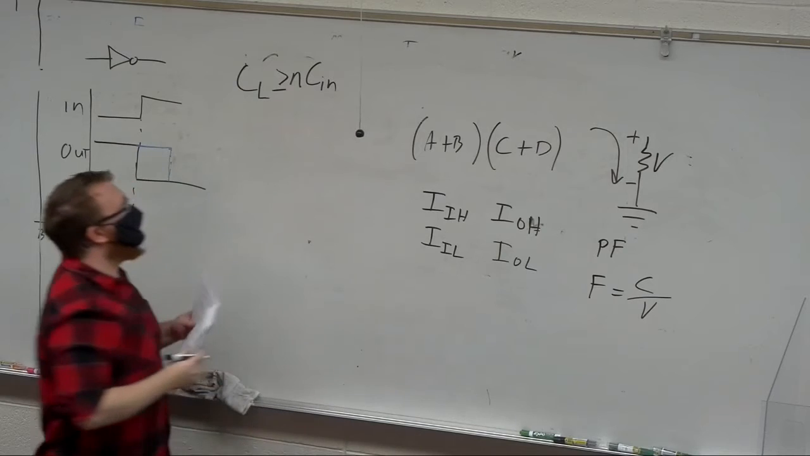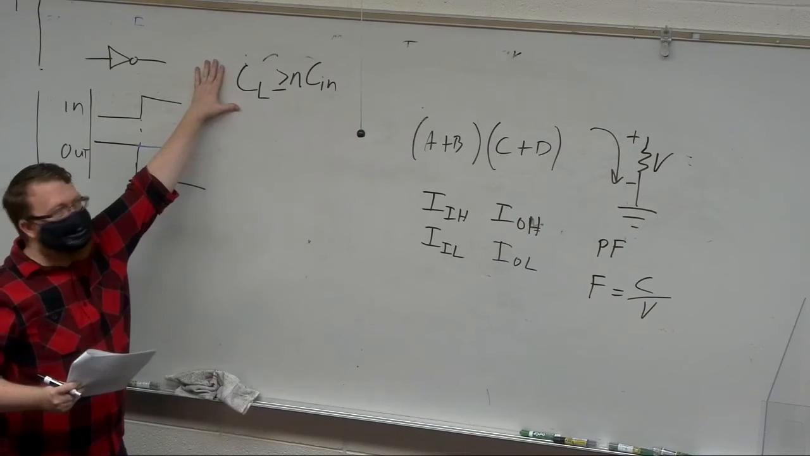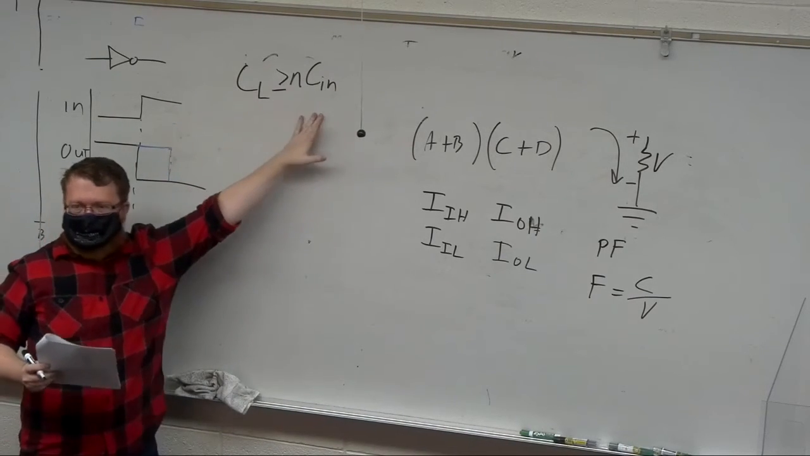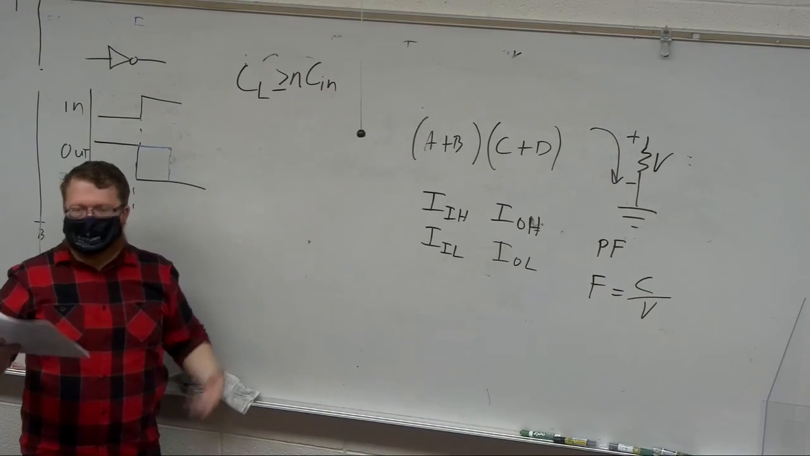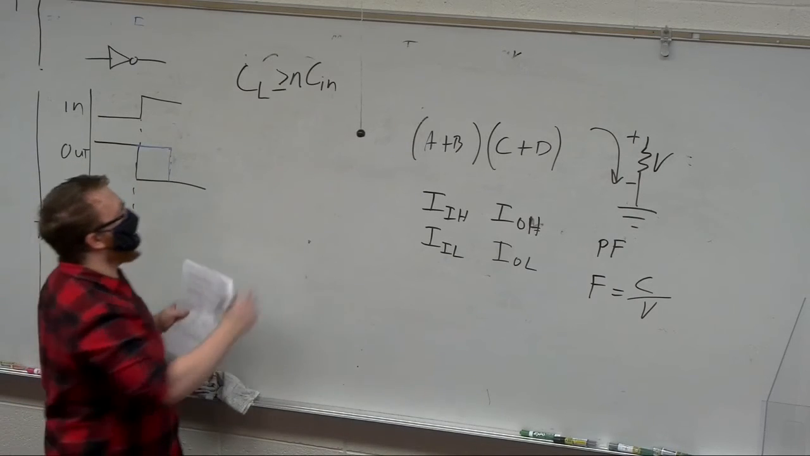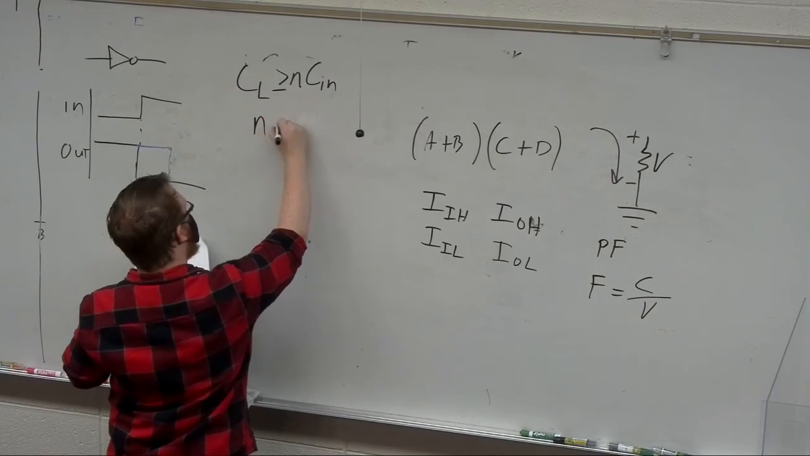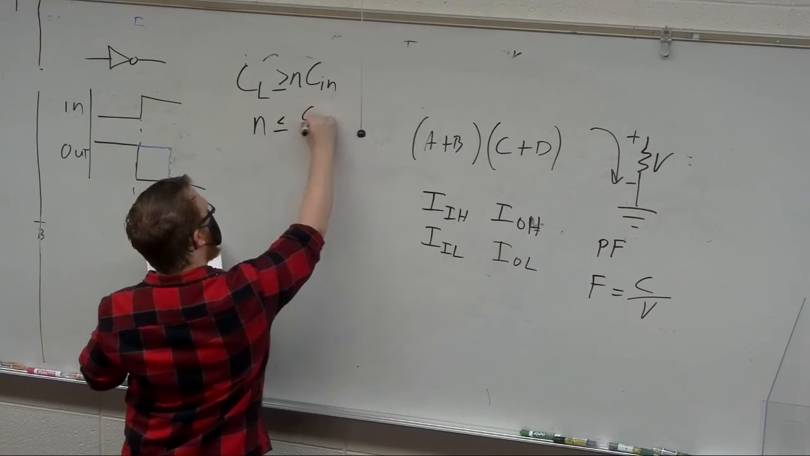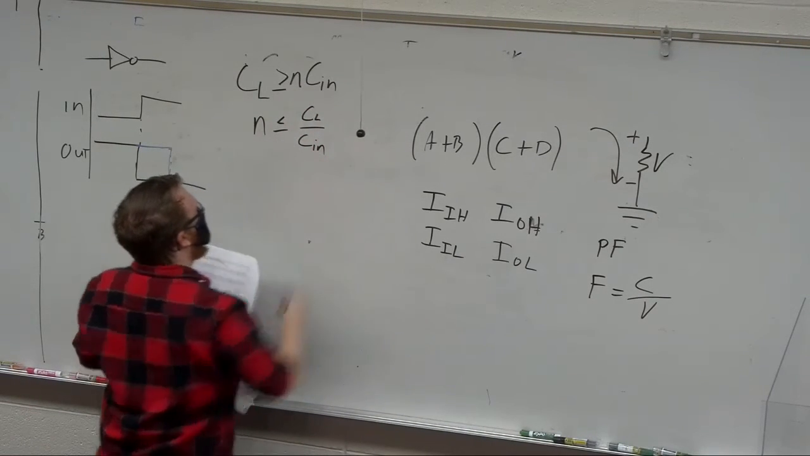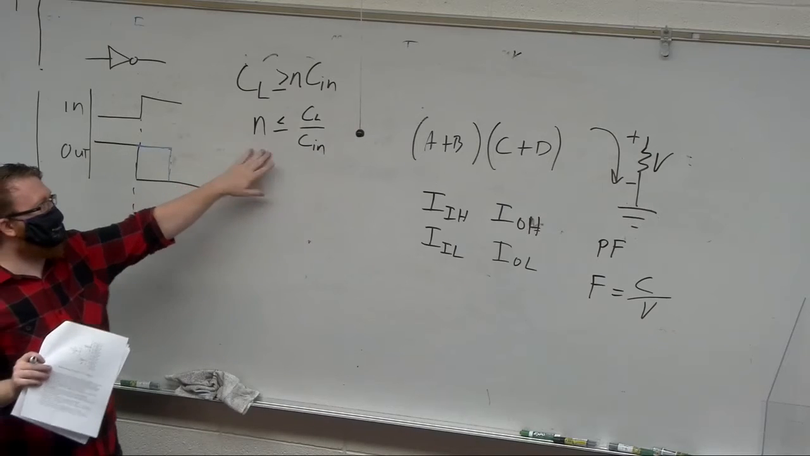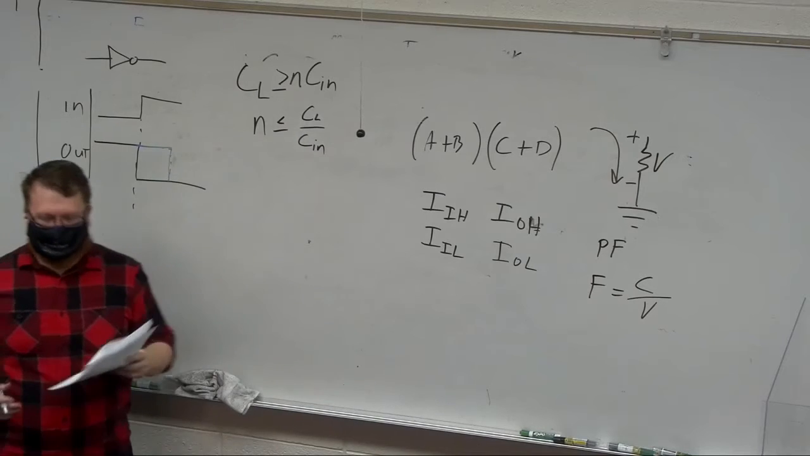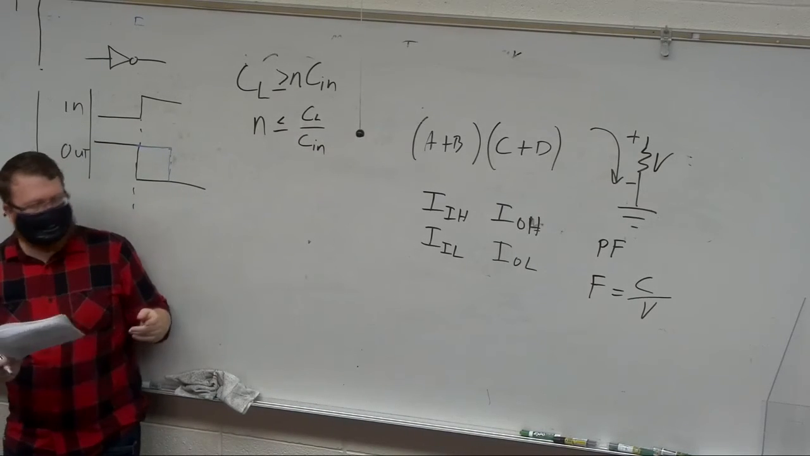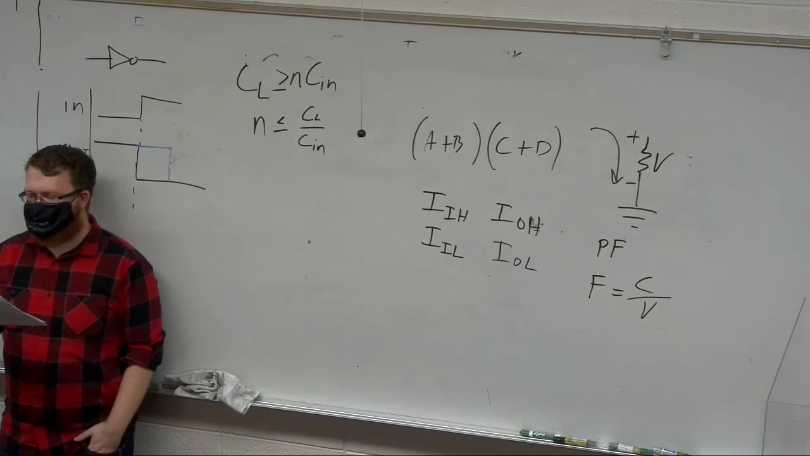So in your data sheet, you need the specified CL to be greater than or equal to N times the Cin of your devices. Pretty straightforward. You can rewrite that as N, the number of devices, has to be less than the ratio of CL to Cin, which will come out to like 5 or something typically. Well, in the families that you're using, I think it's actually closer to 10 gates or something.